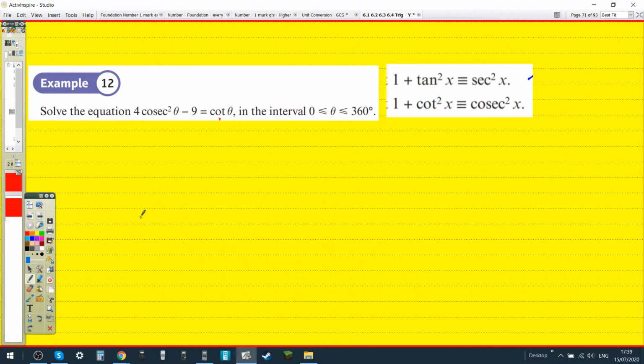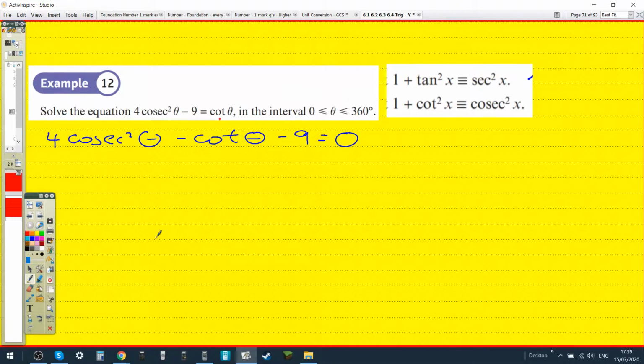So we want to change it to one thing. Nope, we want to solve it. So like a quadratic. So 4 cosec squared theta minus cot theta minus 9 is equal to 0. And then do you just type that in your calculator? If only life was that sweet. Technically, yes. However, I wouldn't be a good teacher if I didn't teach you the method.